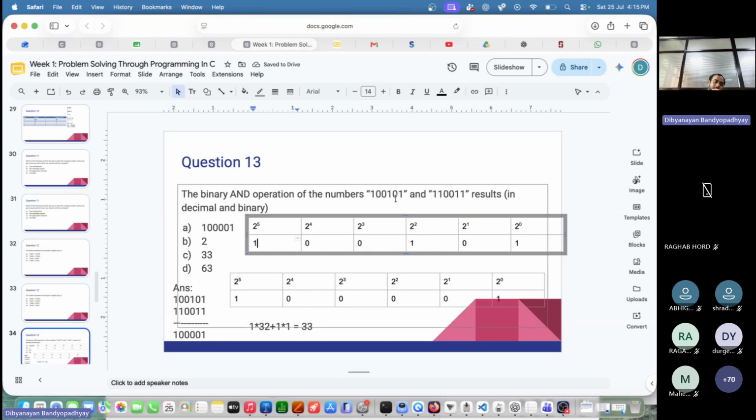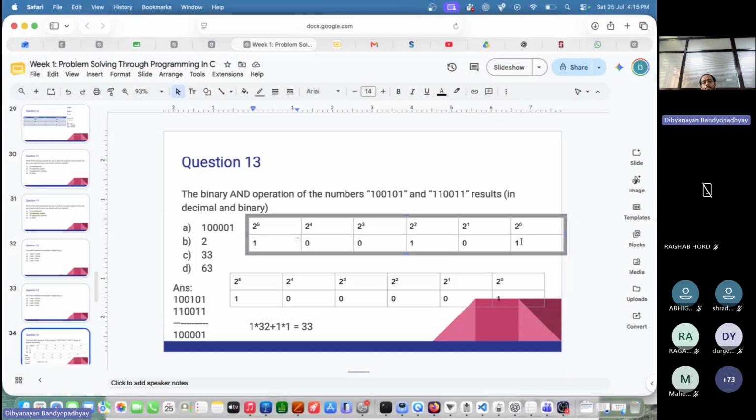100101, right? Then you do the summation part. So 1 into 2 to the power 0 plus 0 into 2 to the power 1 plus 1 into 2 to the power 2 plus 0 into 2 to the power 3 plus 0 into 2 to the power 4 plus 1 into 2 to the power 5. So you just ignore the zero parts, okay? Because if you multiply them with the exponent, it doesn't give you anything. So you can just ignore the zero parts and only consider the one parts.